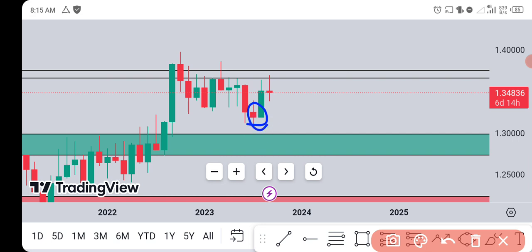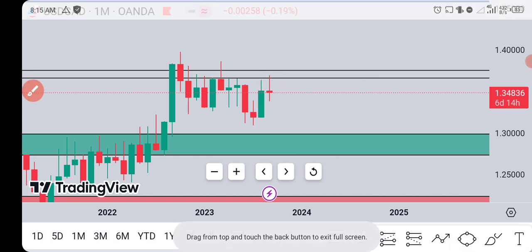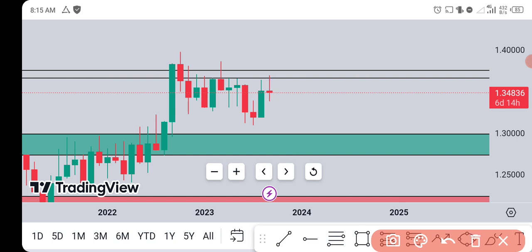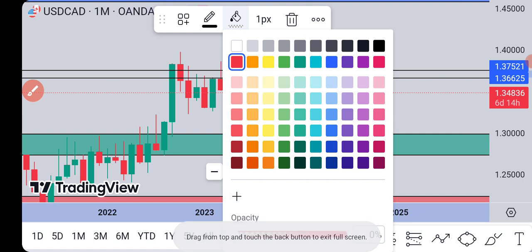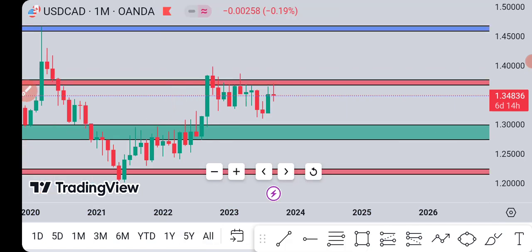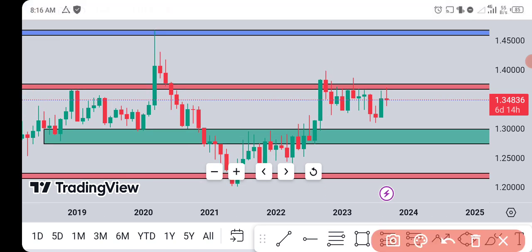Reversal candle, then this bullish candle followed by this bullish. Now this month's candle is a kind of indecision candle, so anything can happen at this point. We can also break above this zone, but if we manage to break this monthly level here, then that means we are coming to this zone technically.